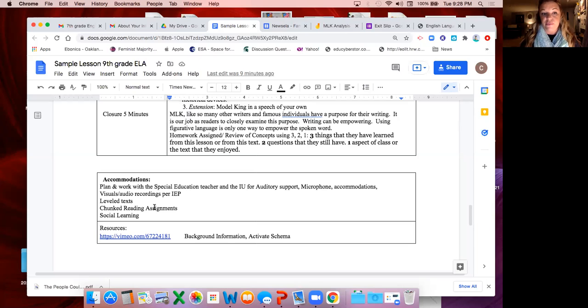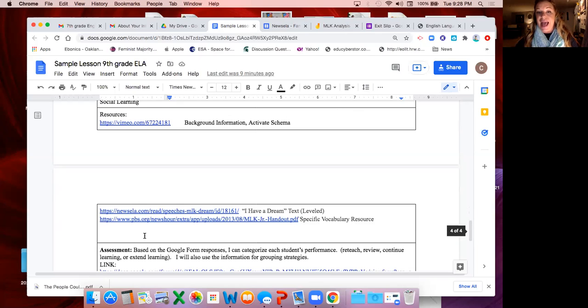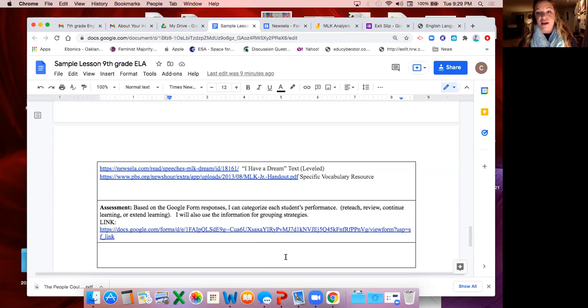I did include some resource links here. This is where I got my background information. Here's where I could level each text under the Newsela. And then I used this handout for domain-specific vocabulary, considering this particular lesson is highly dependent on students already knowing certain literary terms, which would be pre-taught, as well as the challenging vocabulary that they would encounter in that exact lesson plan.